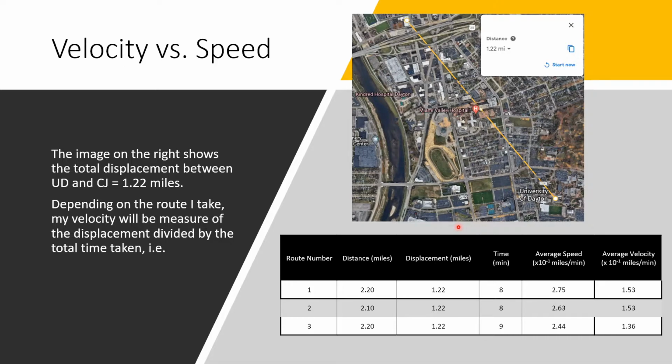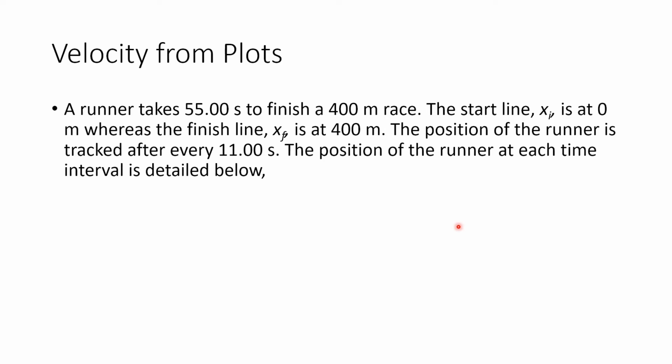So we can take this a step further, and let's start working on an example. This is an example from the book, the Whole Physics book. There's a runner who takes about 55 seconds to finish a 400-meter race, right? The start position is at 0 meters, and the finish position, XF, is located at 400 meters. And the position of the runner is tracked after every 11 seconds. So that's one thing that we're working with.